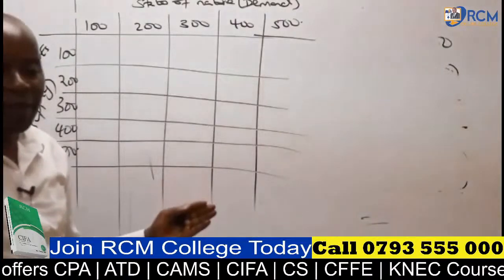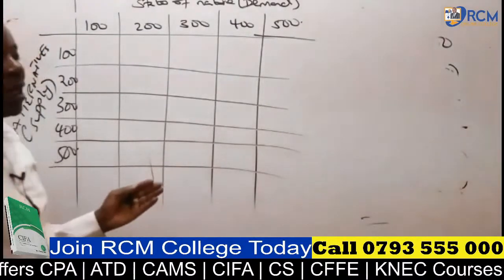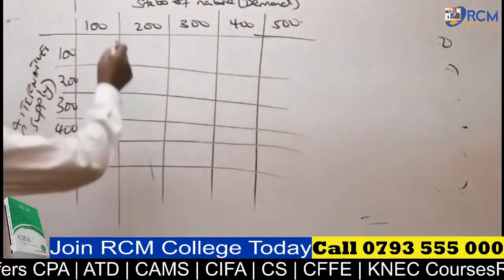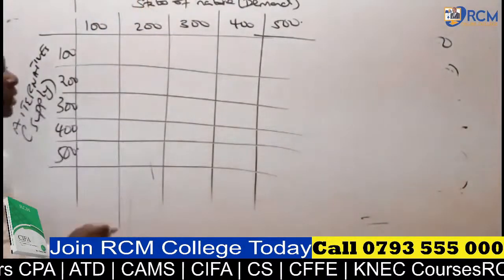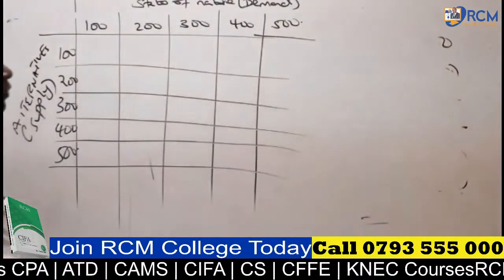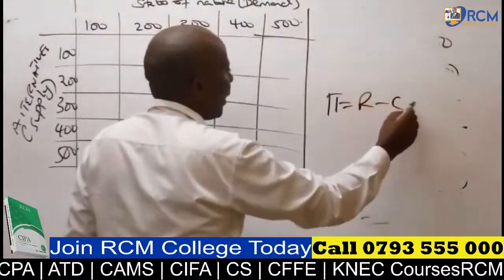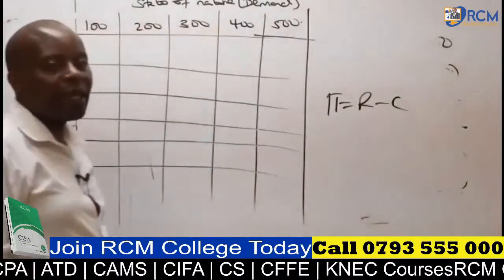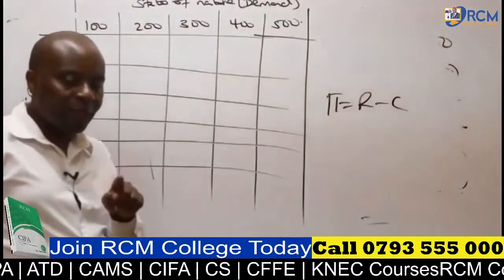So for a perfect match, we shall end up selling 100 crates. If we sell 100 crates, ladies and gentlemen, remember that our profit is revenue minus cost. How do I get revenue? To get revenue, we normally take price times quantity.